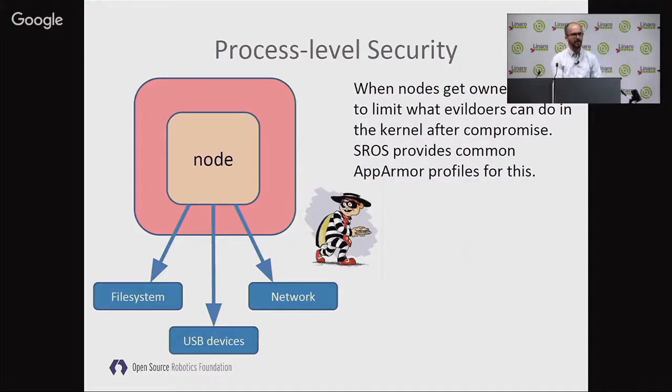And then finally, using all the process level security work that's been happening in the Linux community lately through the AppArmor interface to say which particular parts of the network or file system we want to allow ROS nodes to access. So we're providing a set of AppArmor profiles to try to make that easier to do.